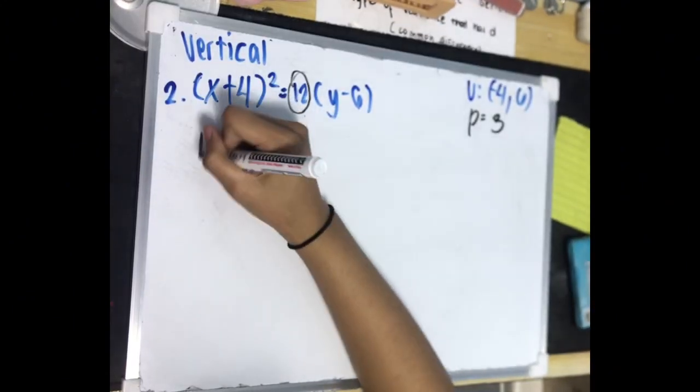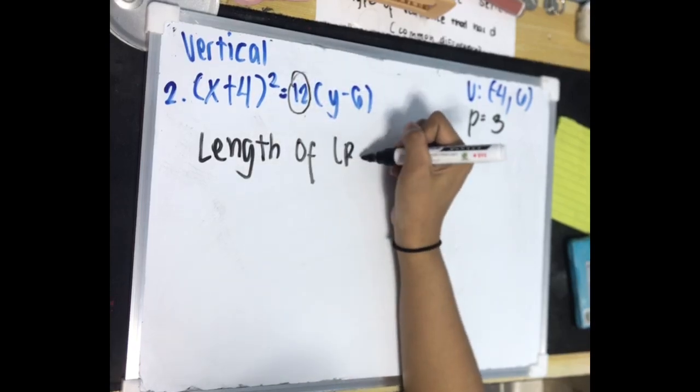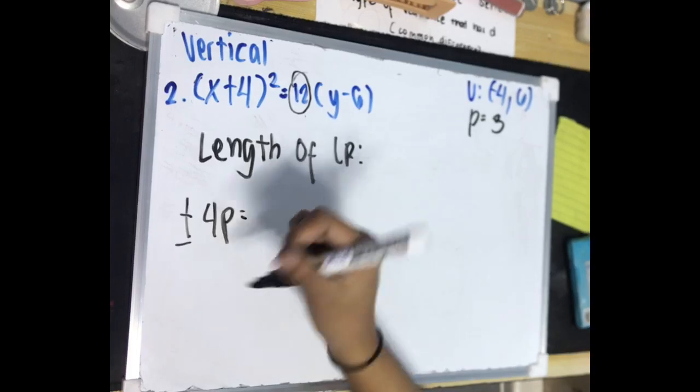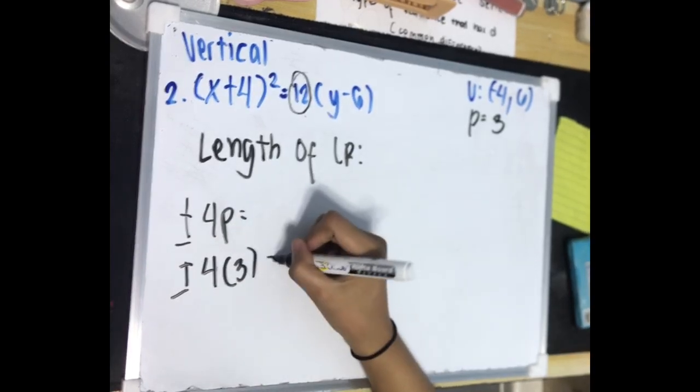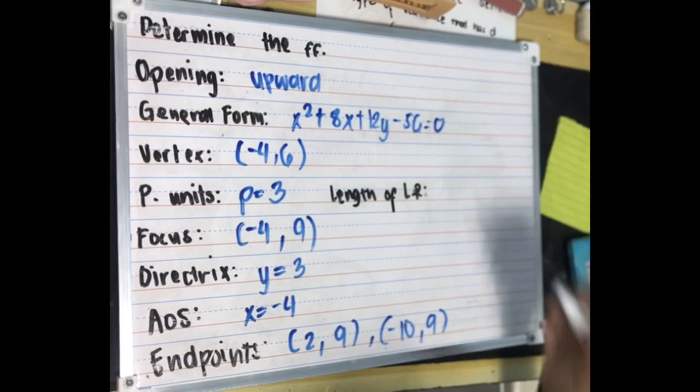To solve for the length of the latus rectum, we're going to use this formula as usual. Our p is 3, so 4 times 3 is 12. So we have 12 units for the latus rectum.